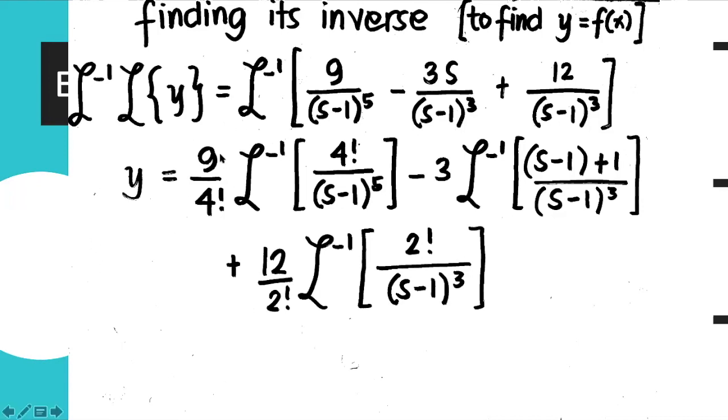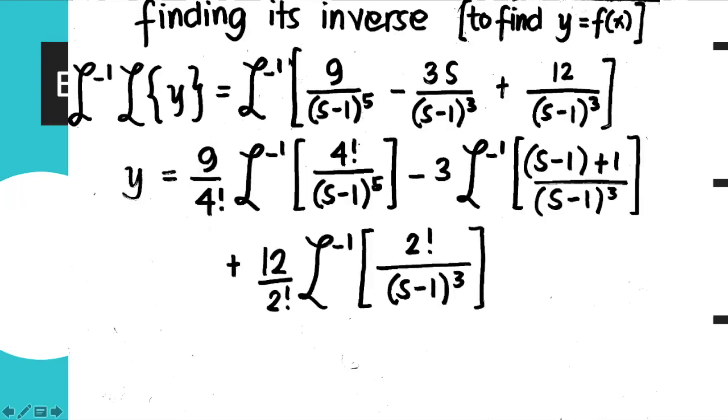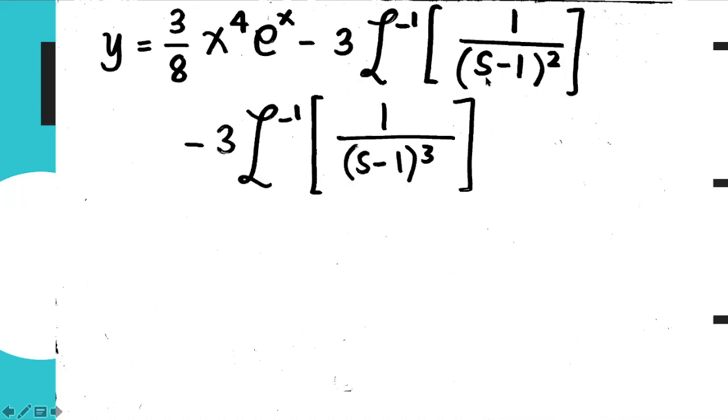Let's simplify it. What is common to them? 3. 9 divided by 3 is 3. 24 divided by 3 is 8. That's why we have 3 over 8 x raised to 4 times e raised to x. That's our first term. Our second term is this one, so let's just arrange it. So this is our first term, which is 1 over s minus 1 squared. And the other one is 1 over s minus 1 cube, the fraction cubed.